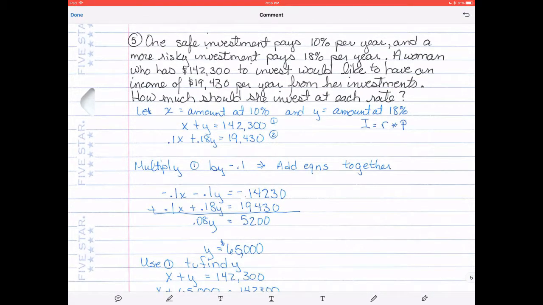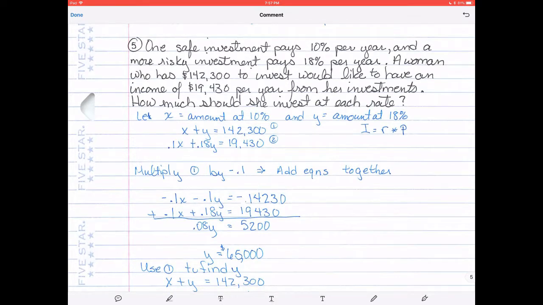One safe investment pays 10% per year and a risky investment pays 18% per year. A woman who has $142,300 would like to invest this amount and earn $19,430 per year from the investments. Okay, so I'm just letting you know that time, T, is 1. She would like to invest, how much would she invest at each rate?